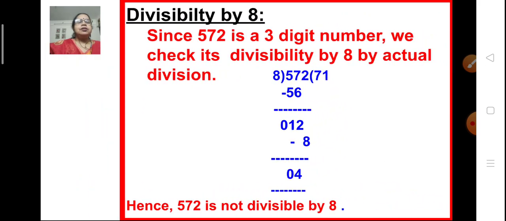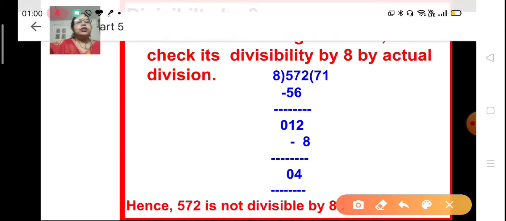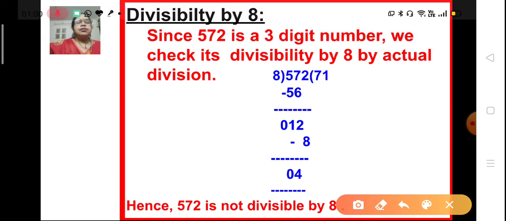Now, let us check its divisibility by 8. We know that the divisibility test of 8 is applicable only to numbers formed by 4 digits or more, but 572 is a 3-digit number, isn't it? So, by actual division we have to check its divisibility by 8. So, we have solved it here.